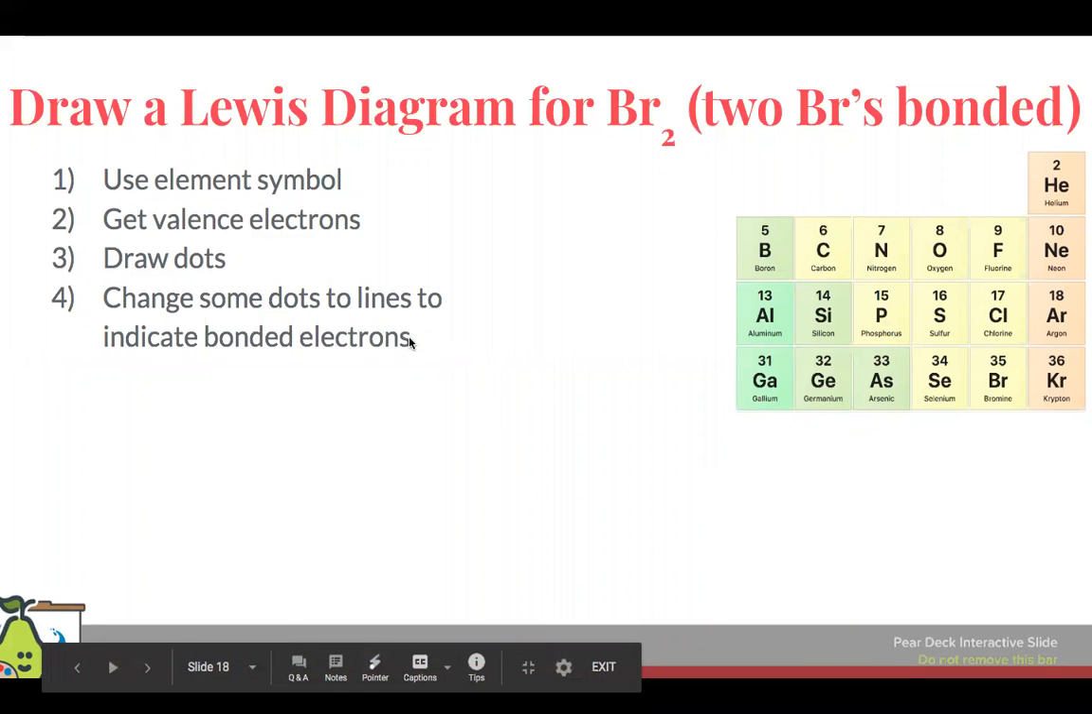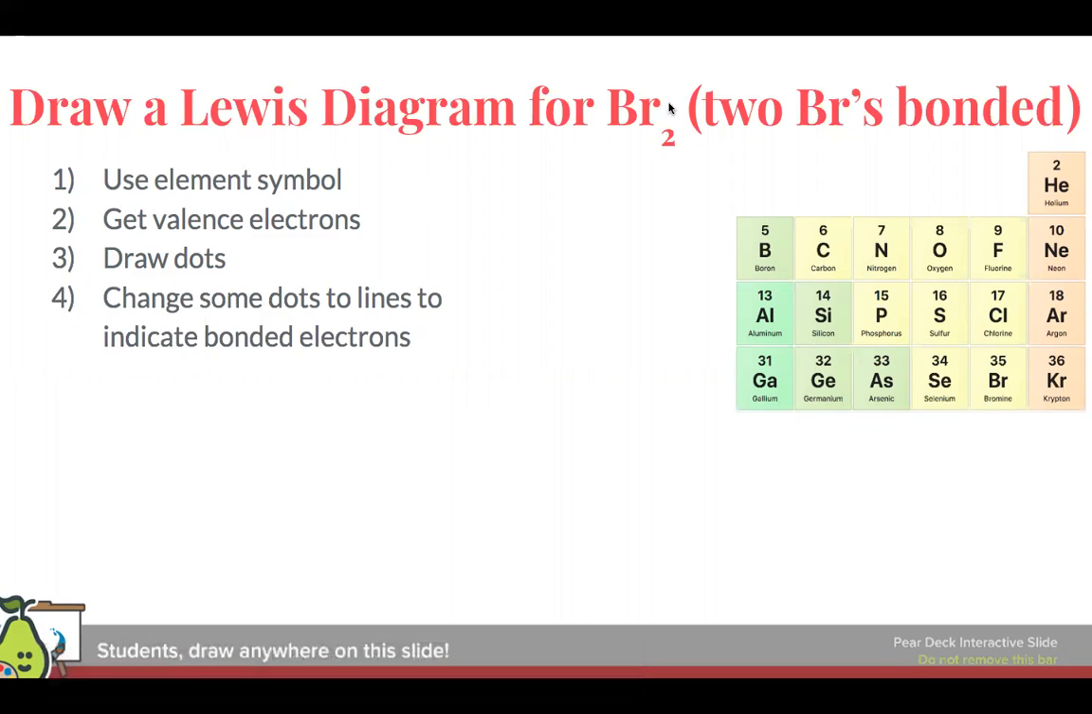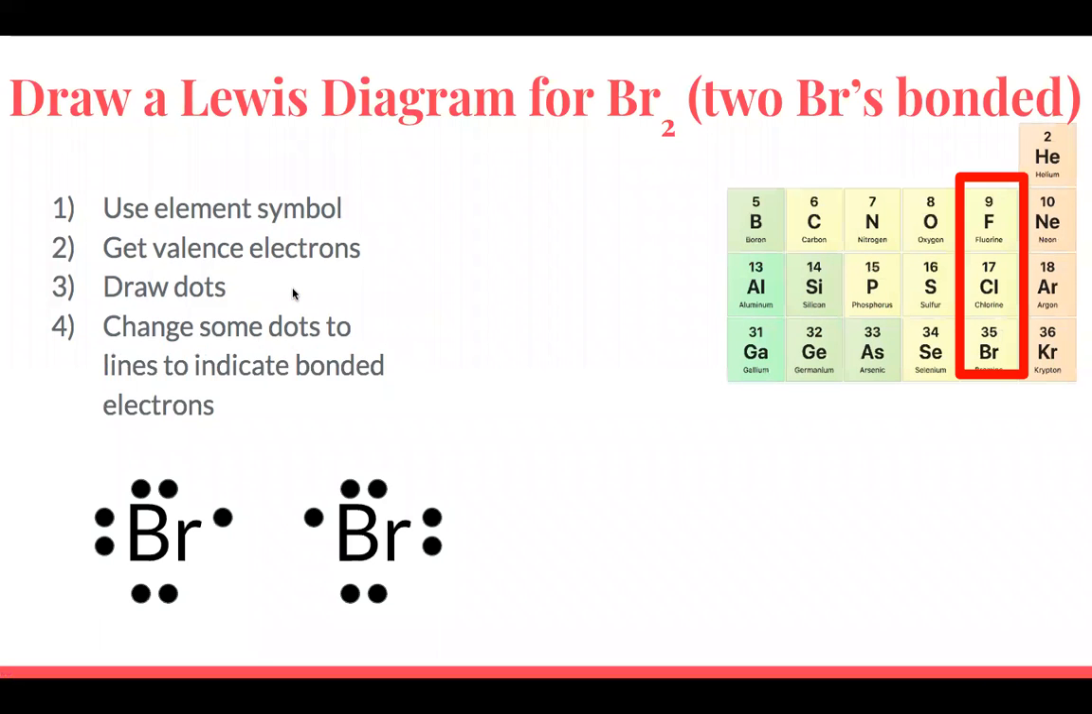Here is our challenge part. So we're going to try and draw a Lewis diagram for Br2. That's 2 bromines that are bonded together. Here's bromine. So again, the first 3 steps are going to be the same. You're going to get the symbol, you're going to get the valence electrons, you're going to draw the dots. But note that you've got to do it for 2 bromines now. After you draw for the 2 bromines, then you're going to change some of your dots to lines to indicate that the electrons are bonded together.